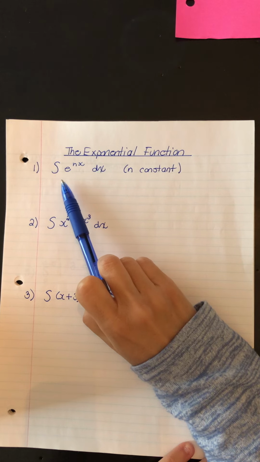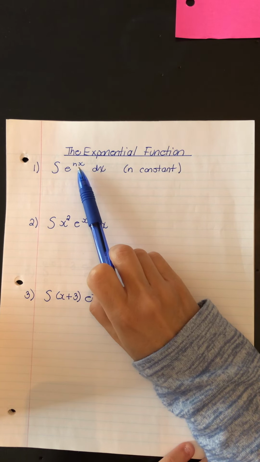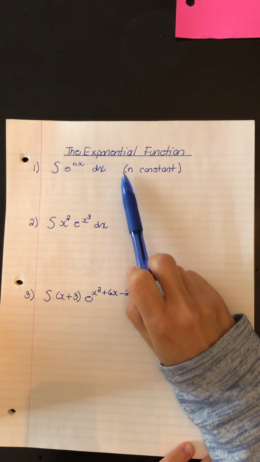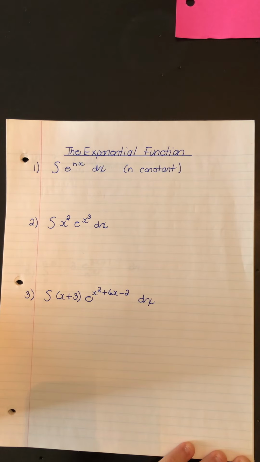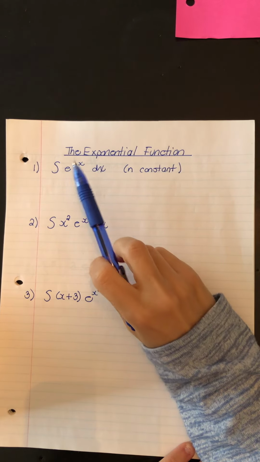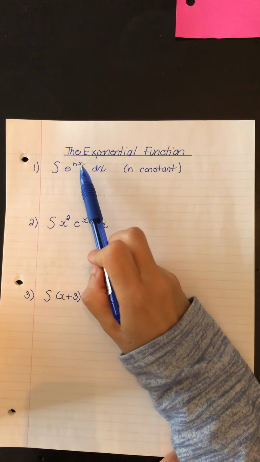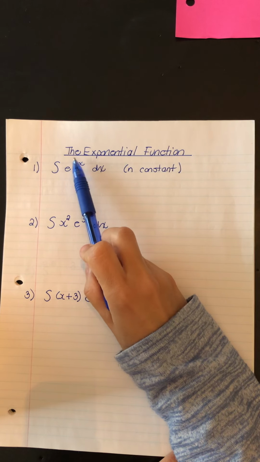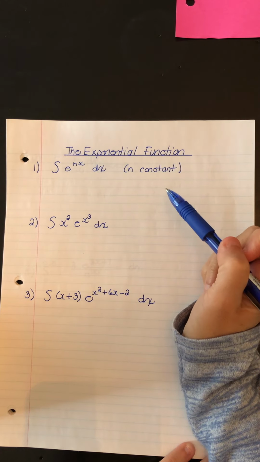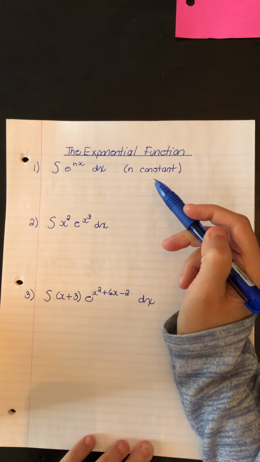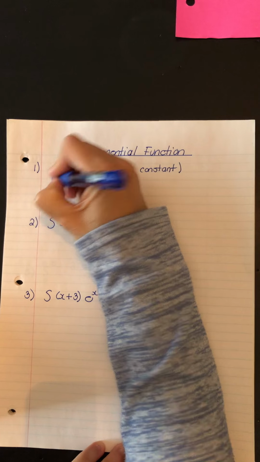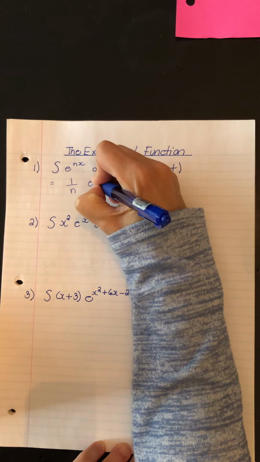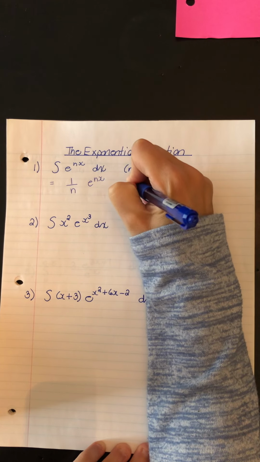We have the integral of e to the n times x with respect to x, and we must note that n here is a constant. So n is a constant, which means it's just a number. So the derivative then of the exponent n times x would just be n. So we just get a numeric derivative. So this means that the integral ends up being 1 over n times e to the nx plus c.